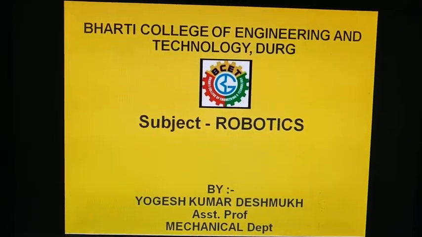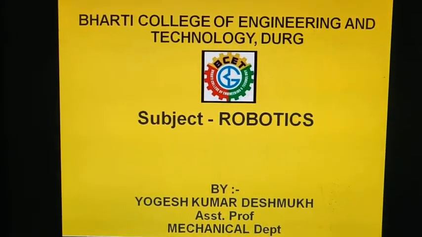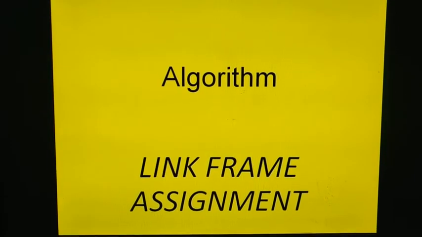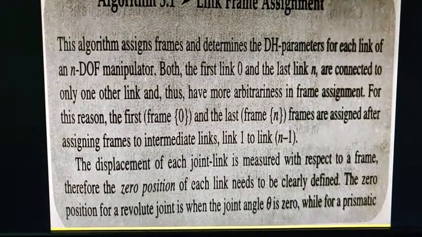Okay, today in robotics we are going to learn about the topic: the algorithm of link frame assignment. It is the most important topic to learn about how the links, arrangements and frames of a robot can be worked out through an algorithm. This comprises several steps. Let's see what's in this. That's link frame assignment.